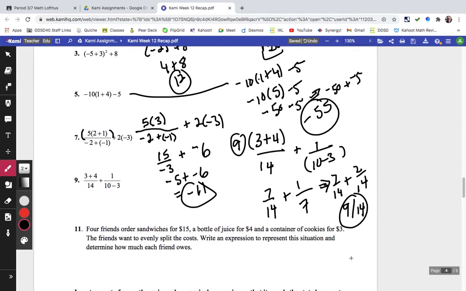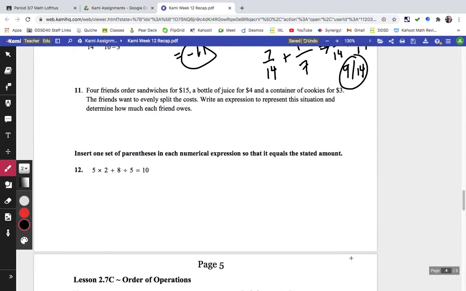For number 9. 4 friends ordered sandwiches for $15, a bottle of juice for $4, and a container of cookies for $3. The friends wanted to evenly split the cost. Write an expression to represent the situation and determine how much each friend owes. So we could add up all the money, 15 plus 4 plus 3.